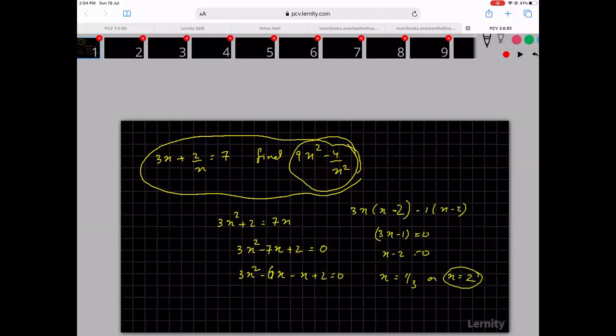So suppose x is equal to 2, it will now become 9 into 4, 36 minus 1. So that will be 35. Yeah, if x is equal to 1 by 3, it is 9 into 1 by 3 square minus 4 divided by 1 by 9. So it will become minus 35. So answer is either plus 35 or minus 35.